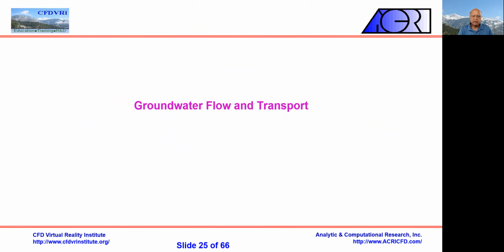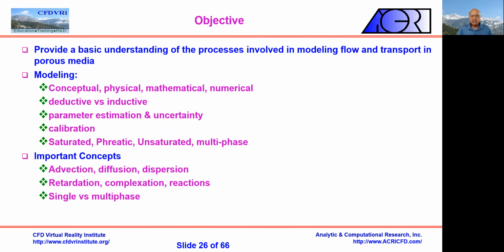Now we come to groundwater transport. Here the objective is to give you a basic understanding of the processes involved in modeling flow and transport. The modeling can be conceptual. We have to do physical, mathematical, and numerical. It could be deductive versus inductive, and we need parameter estimation because the ground is very special. We need to do calibration. Models can be for saturated, unsaturated. I'll try to cover some of these.